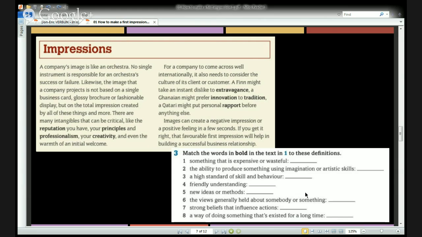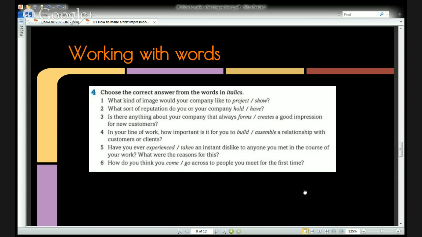Okay, so that's it. Once again, from 1 to 8, we have extravagance, creativity, professionalism, rapport, not report, rapport. Number 5, innovation. Number 6, reputation. Number 7, principles. 8, tradition. The way of doing something that existed for a long time would be tradition. Now that you know those, I want you to choose the right word out of these words which sometimes get confused. You've got the 2 choices in italics. So we're just going to keep going around the room, starting with Christian. Read it and choose the correct word.